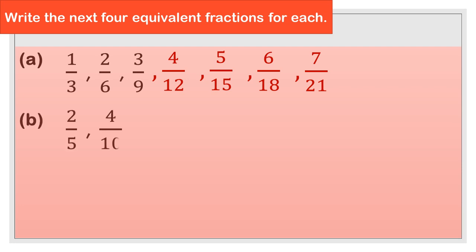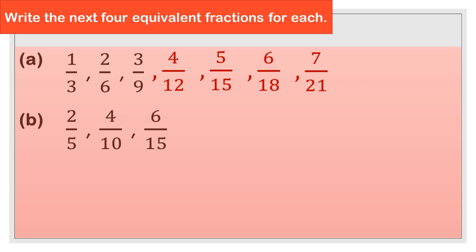Question number B, 2 upon 5, 4 upon 10 and 6 upon 15. Look carefully. What do you see in the numerator? We have 2, 4, 6. So which multiplication table in the numerator? Yes, table of 2. So the next 4 numbers are 8, 10, 12 and 14.